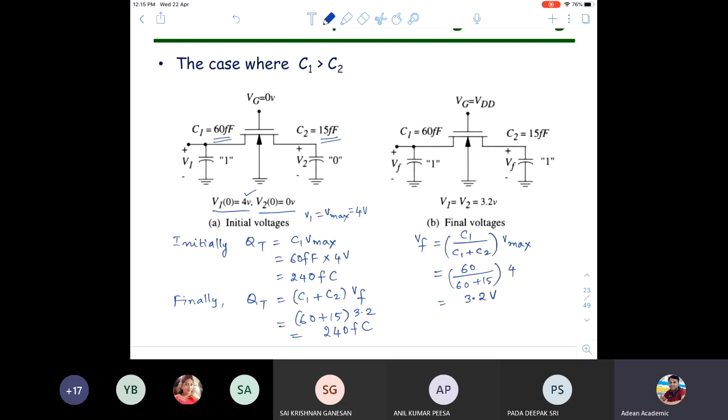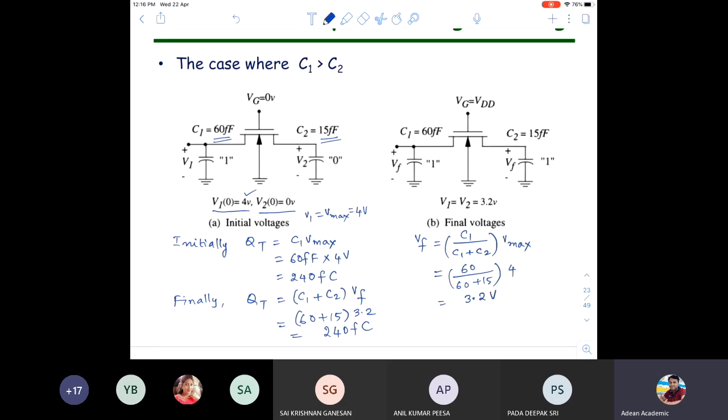I am taking only the charge in the C1 capacitor, 240 femtocoulombs, before charge sharing. After the charge is shared in both capacitors, that is C1 Vf plus C2 Vf, if you add the total charge again, you are getting 240. That means the charge is not created or destroyed. It is just transferred from one capacitor to another, or distributed in both capacitors equally or unequally, whatever it may be.